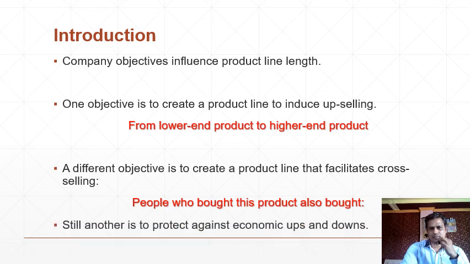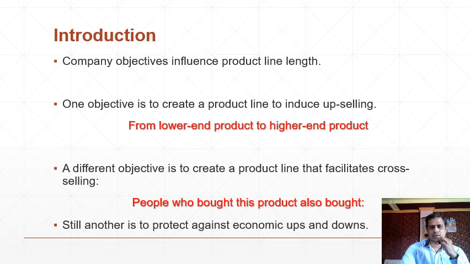Then another objective a company might have to keep its length optimized is to make sure that economic ups and downs are being protected. So they try to protect economic ups and downs in such a manner that, take an example, a seasonal product.